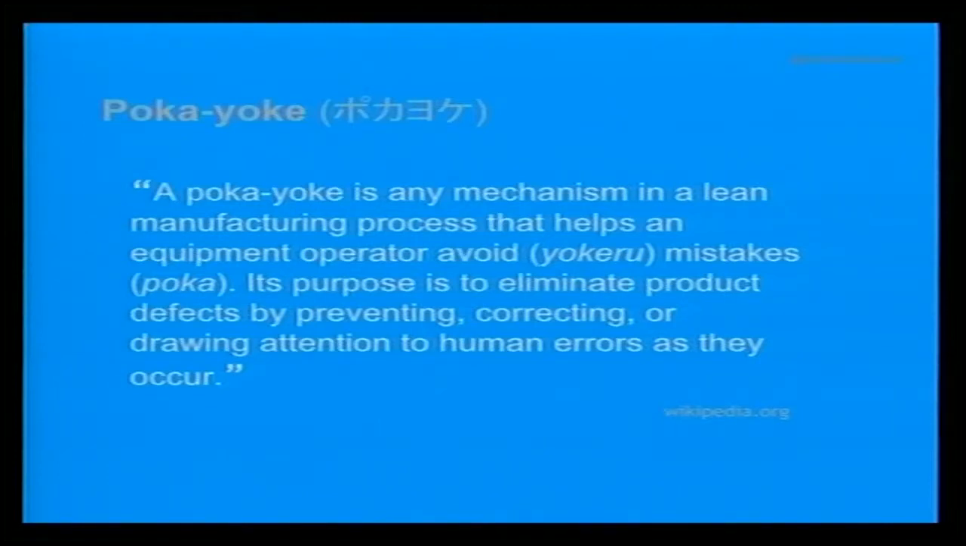Okay, there's another thing, it's called the poka-yoke. A poka-yoke is any mechanism in a lean manufacturing process that helps an equipment operator avoid mistakes. Its purpose is to eliminate product defects by preventing, correcting, or drawing attention to human errors as they occur. And that's maybe such an important point.